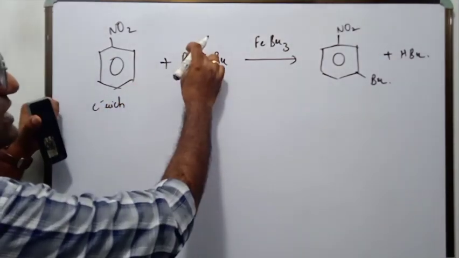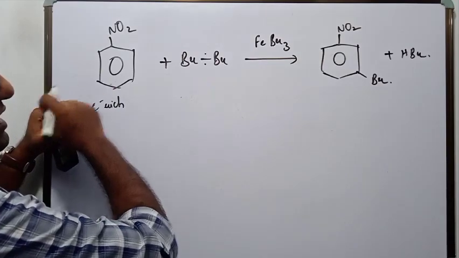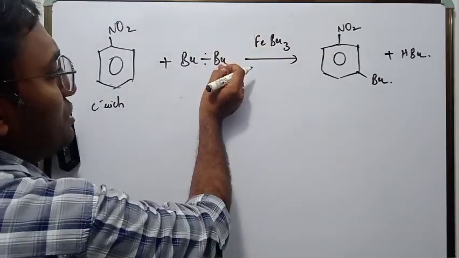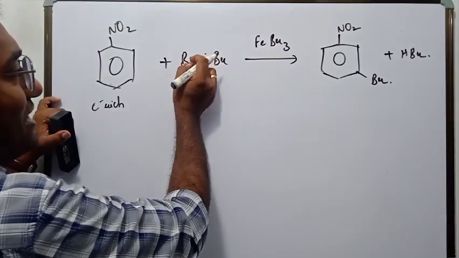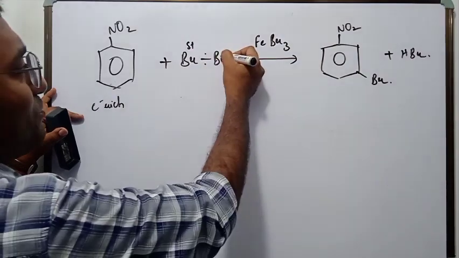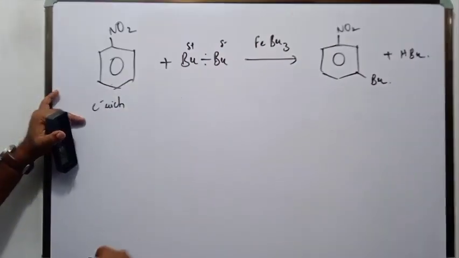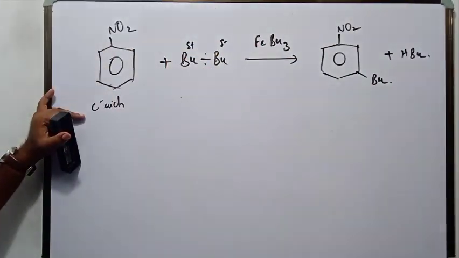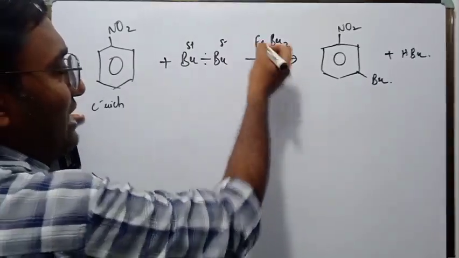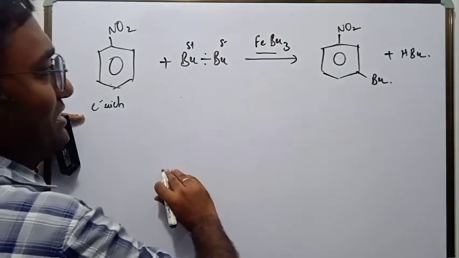if this side comes close to the electron-rich benzene ring, what happens? The electron cloud shifts to this bromine. In that case, this bromine would develop a positive charge and this bromine would develop a negative charge. So it is bound to break. Adding fuel to the fire is the Lewis acid catalyst.